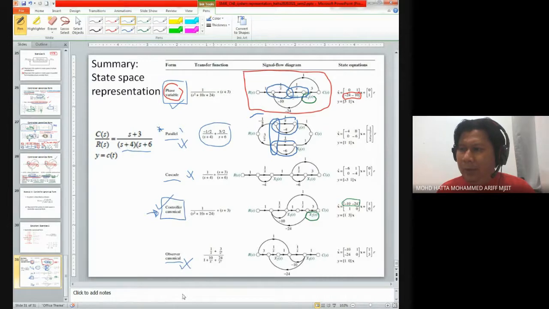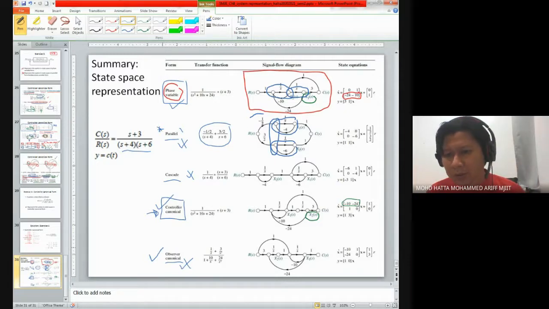And the last one is known as observer canonical form. Since we didn't cover the observer topic, maybe later on, if you get into your postgraduate studies, you can have a look at the observer canonical form. But at the moment, I just would like to say that this observer canonical form is very useful in terms of designing an observer, especially when we talk about Kalman filter and so on. All right.